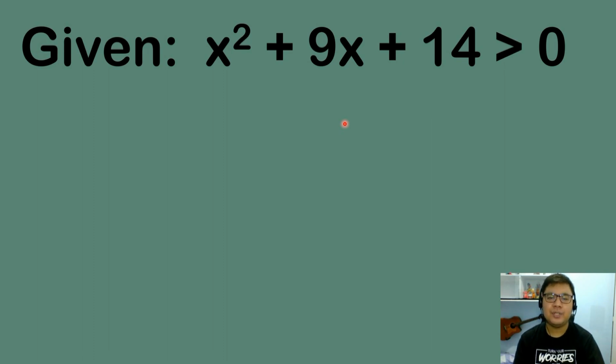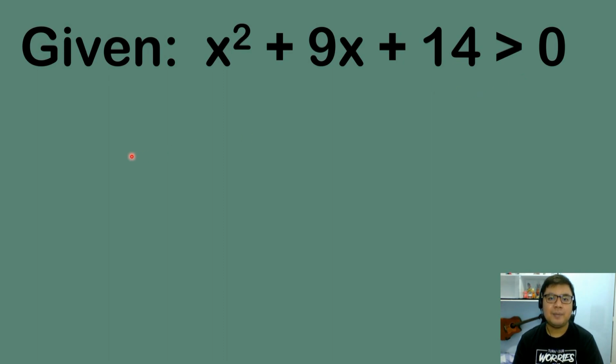In solving for the solution set of quadratic inequalities, we must simply apply what we have learned about quadratic equations on how to solve for the roots of the quadratic equation. So we will be applying the same steps on how to solve for the solution sets of quadratic inequalities. So let's have our first example. We have x squared plus 9x plus 14 is greater than 0.